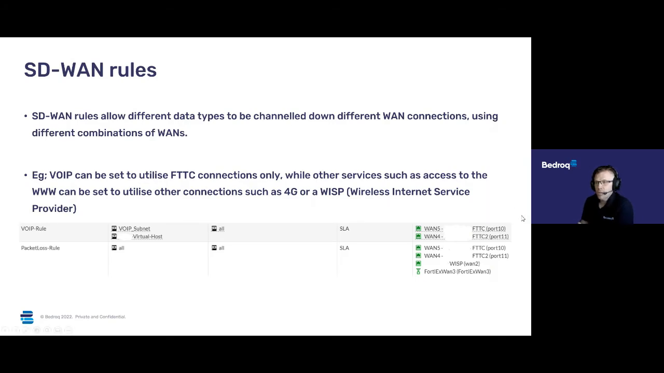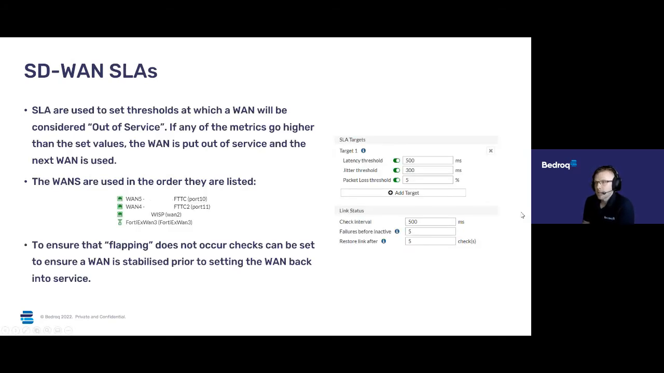So if we have a look at some of the SLAs. The SLAs themselves are used to set thresholds of which a WAN will be considered out of service. So the firewall essentially rules it out for use if any of those metrics go higher than the set values, then the WAN is put out of service, and then it'll just use the next one in sequence. So in the example here, we've got them ordered as WAN 5 for the WISP, and then finally that 4G, and it will use them in that order.